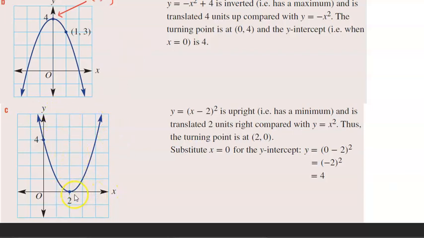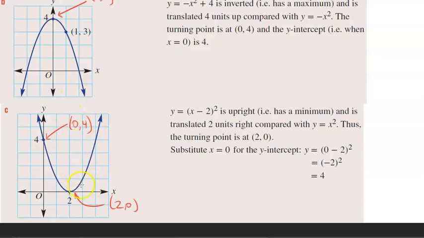So the turning point here is (2, 0), and to get your y-intercept, you're going to substitute x equals 0 into this equation. 0 minus 2 is -2, -2 squared is positive 4. So this point here is x is equal to 0, y is equal to 4.